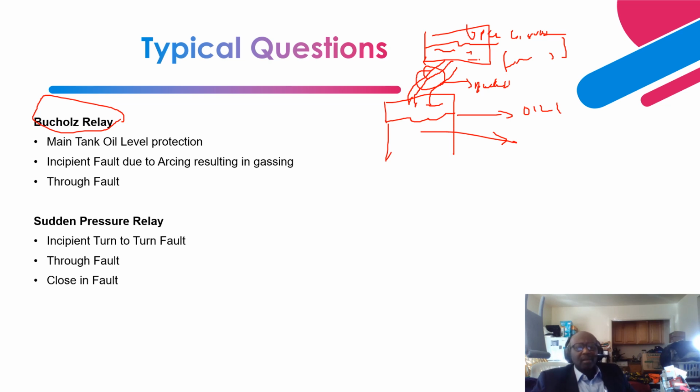So periodically, as the transformer operates, the oil contracts and expands. Definitely, at a point in time, the oil level is going to go down. As the oil level goes down, the conservator tank is going to replenish the depleted oil level.